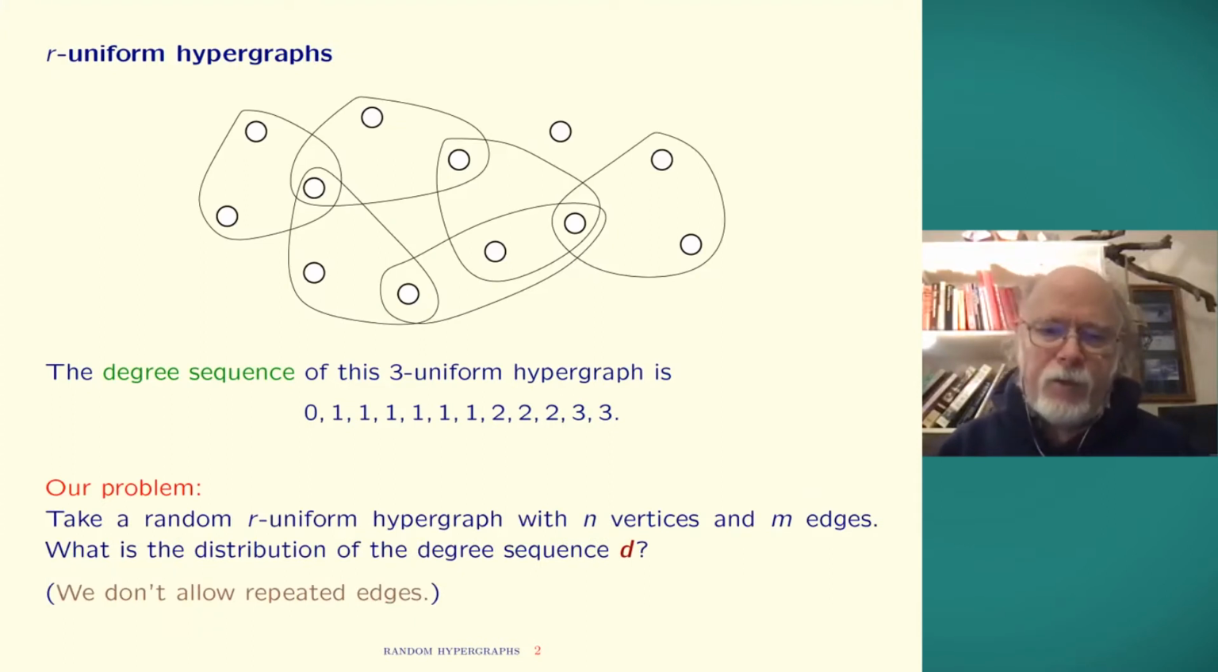So the problem we're going to be considering is, suppose you take a random R-uniform hypergraph with n vertices and m edges. What is the distribution of the degree sequence? And just to be clear, we don't allow repeated edges. We could allow it, it would be a similar sort of calculation, but we don't allow it for this calculation. And by random, I always mean uniformly random. So every hypergraph that's R-uniform and has n vertices and m edges will be equally likely to be chosen.